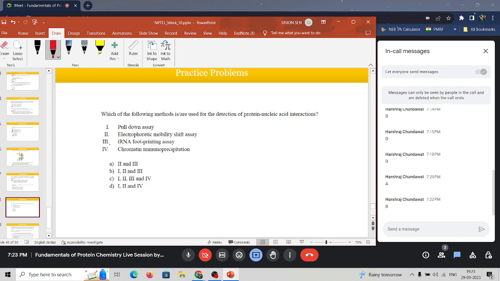Which of the following methods are used for the detection of protein nucleic acid interactions? So we have spoken of one type. So what can be the other types? You have the pull down assay, you have the EMSA, you have the DNA footprinting assay, and the chromatin immunoprecipitation. So there can be other techniques as well. So what can you use for protein nucleic acid? So 2 is correct. So in all of them we have 2. Okay. We have 3, 1.